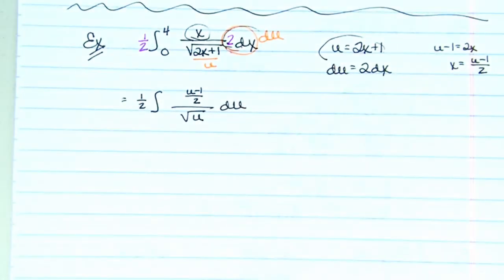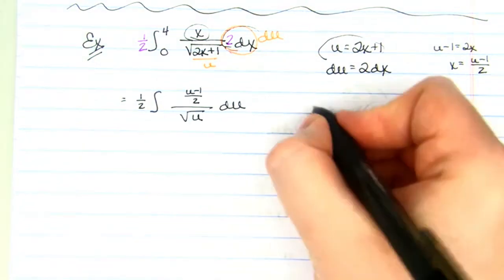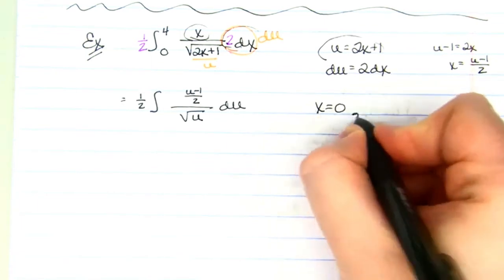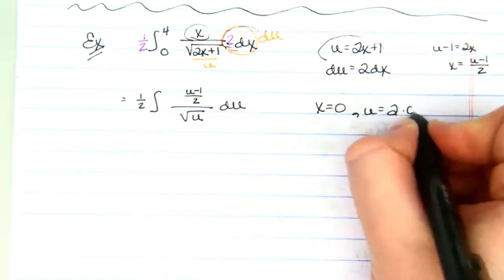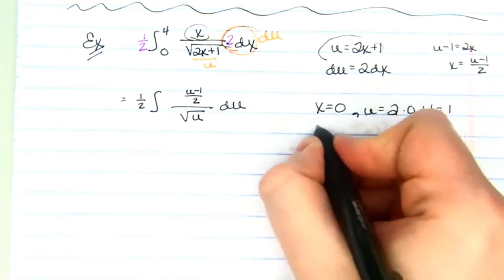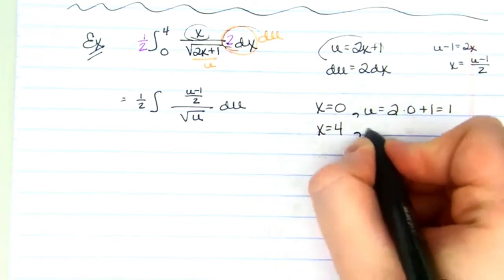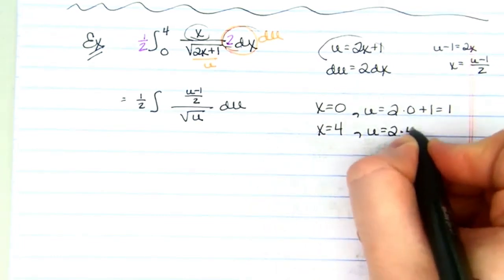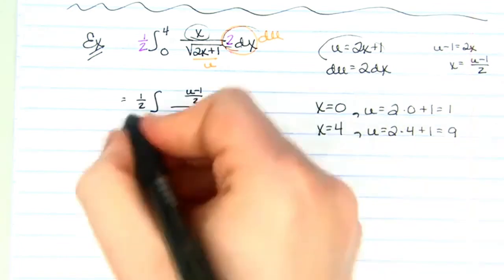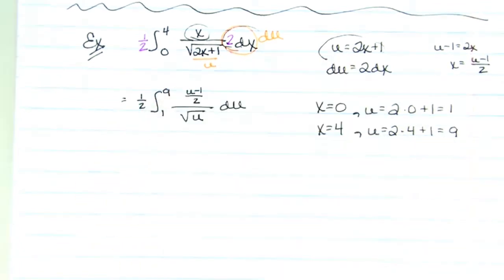I need to change my limits of integration. Tell me what 0 becomes and tell me what 4 becomes, please. x equals 0 becomes u equals 2 times 0 plus 1, or 1. x equals 4 becomes u equals 2 times 4 plus 1, or 9. So I'm going to do that problem.